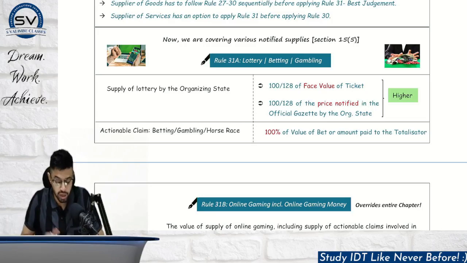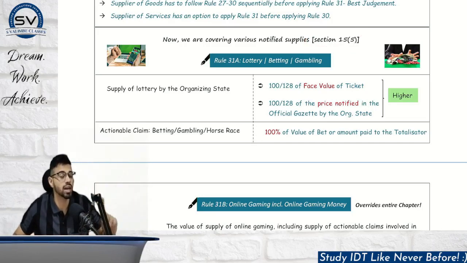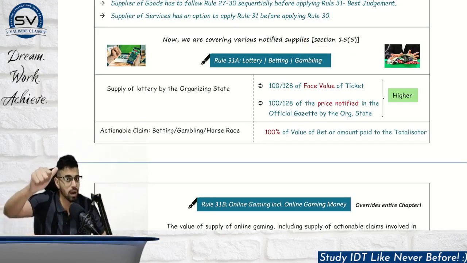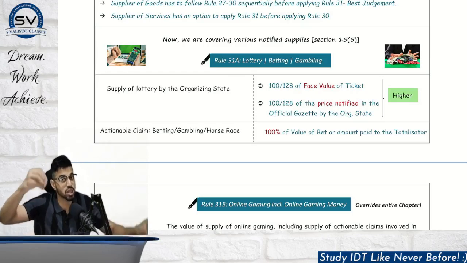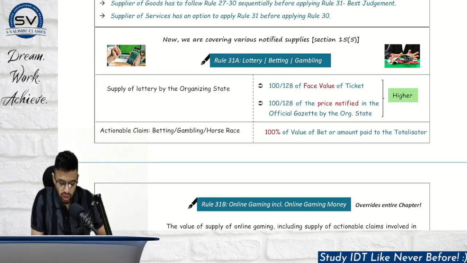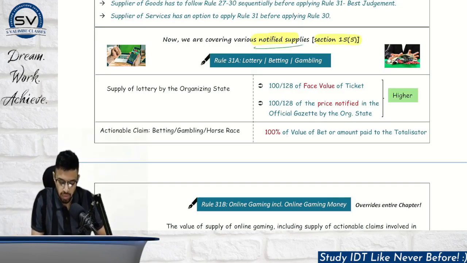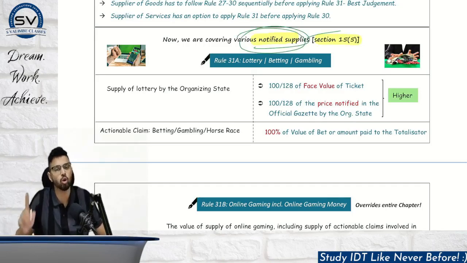Related or those conditions. Now in 15 subsection 5 also we said that there are some notified supplies for which, regardless of whether your conditions may be met. What are the conditions? Supplier and recipient are not related and price is the sole consideration. Regardless of that, you have to apply these rules. Why? Because these are notified supplies. So these we are covering through section 15 subsection 5. Here conditions may be met, but since these are notified, we have to talk about those particular notified supplies as per rules only.